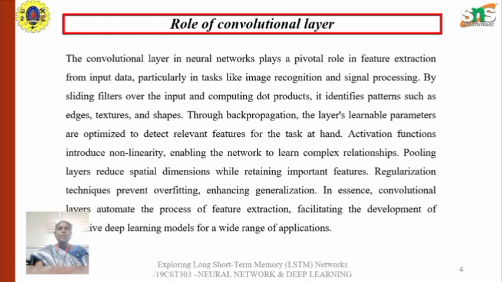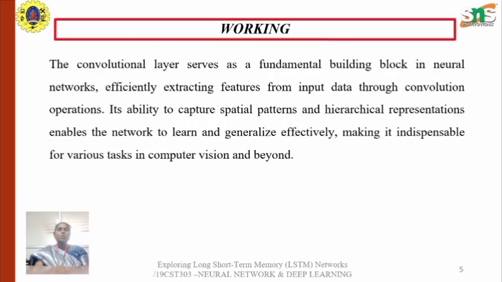Translation invariance: the convolutional layer achieves translation invariance by sharing the filter weights across the different spatial locations of the input. This property enables CNNs to recognize objects regardless of their position or orientation within the image. The working of the convolutional layer.